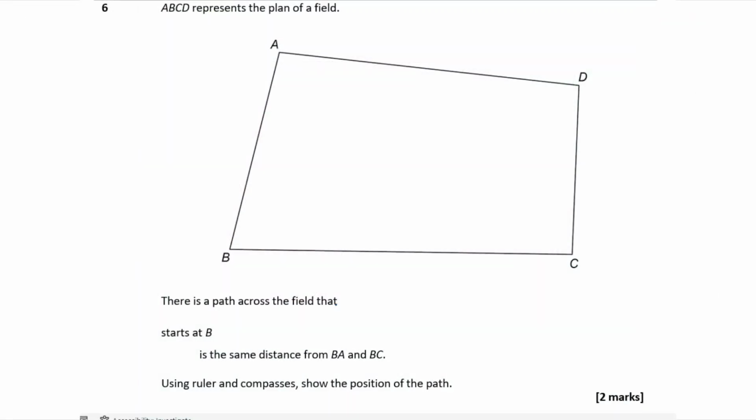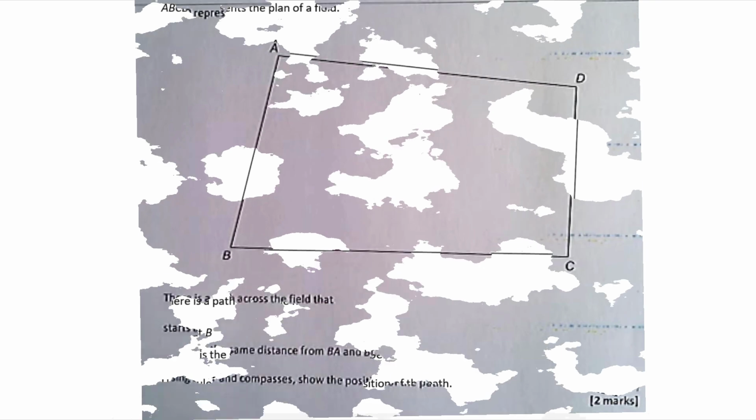Question 6. ABCD represents the plan of a field. There is a path across the field that starts at B and is the same distance from BA and BC. Using ruler and compasses, show the position of the path.